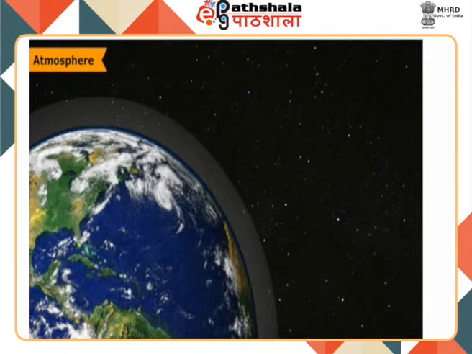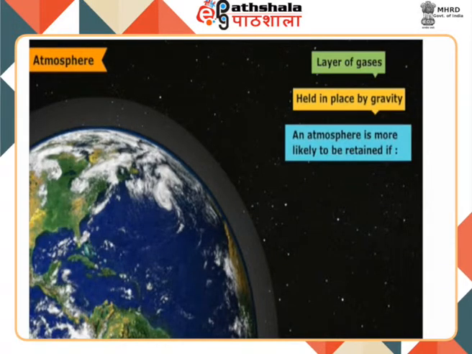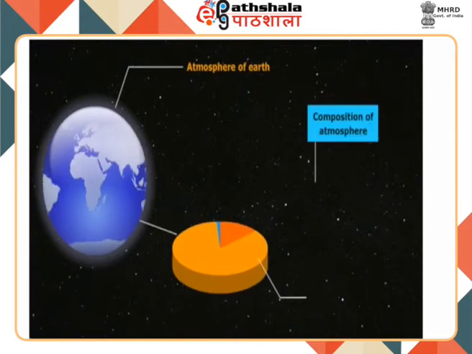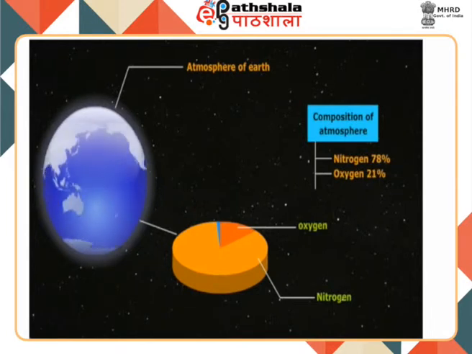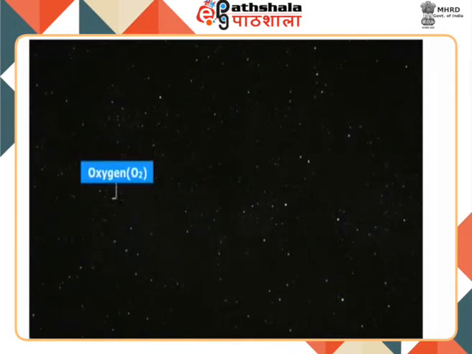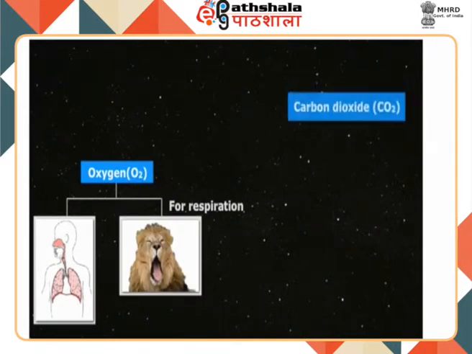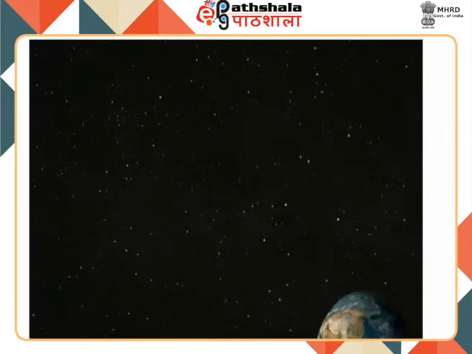An atmosphere is a layer of gases surrounding a planet that is held in place by the gravity of the body. An atmosphere is more likely to be retained if the gravity is high and the atmosphere's temperature is low. The atmosphere of the Earth is composed of nitrogen, that is 78%, oxygen, that is 21%, and other gases, which is only 1%. Oxygen is used for respiration by humans and animals. On the other hand, carbon dioxide is used by plants and algae for photosynthesis.